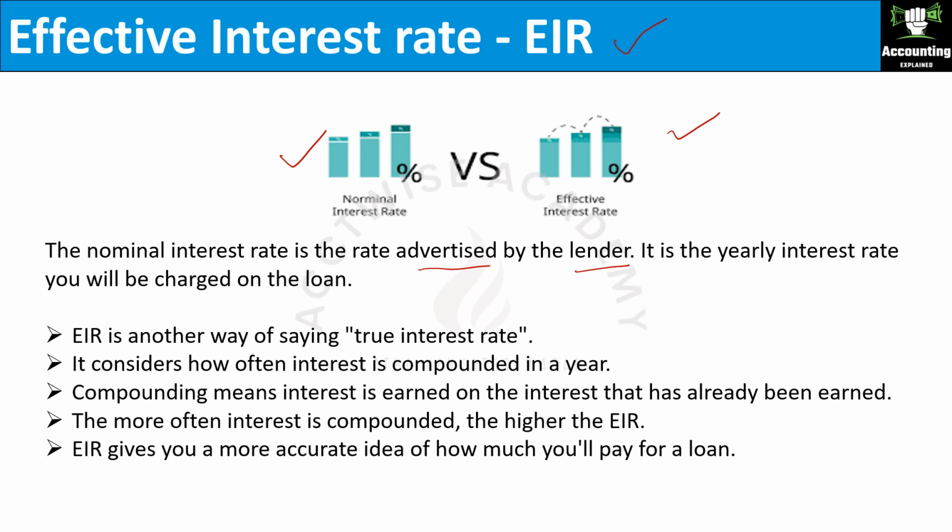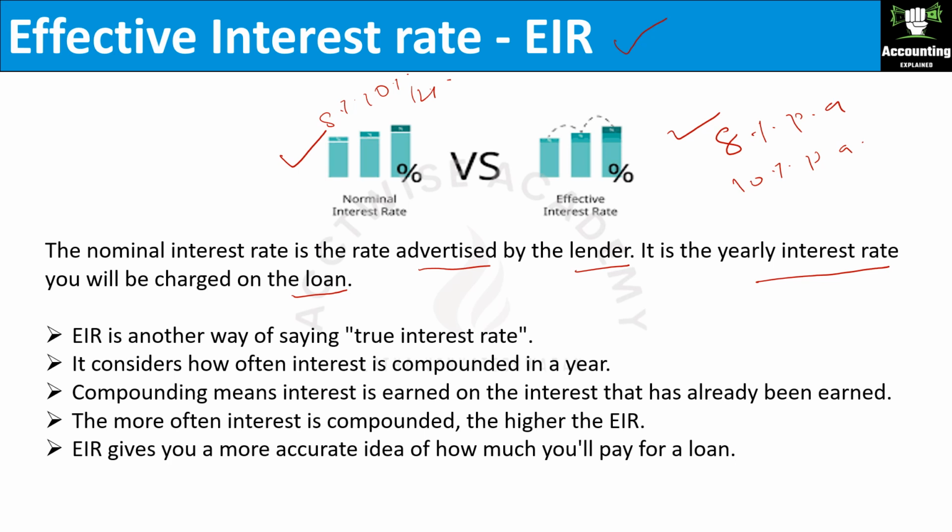When you take a loan, it is already predetermined by the lender that the loan will be charged 8% per annum, 10% per annum, something like that. Nominal interest 8%, 10%, 12%, it goes on. It is a yearly interest rate that will be charged on the loan. So it is a fixed interest rate.